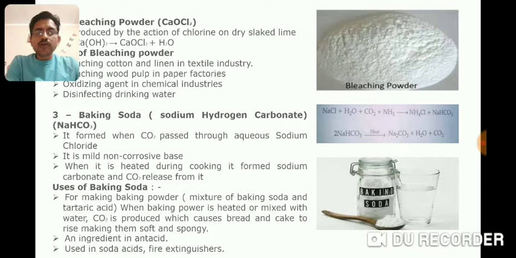Baking soda, due to its basic nature, is used as an ingredient of antacid. Antacids are medicines which are taken to get relief from acidity and indigestion problem. Baking soda is also used in soda acid fire extinguishers.